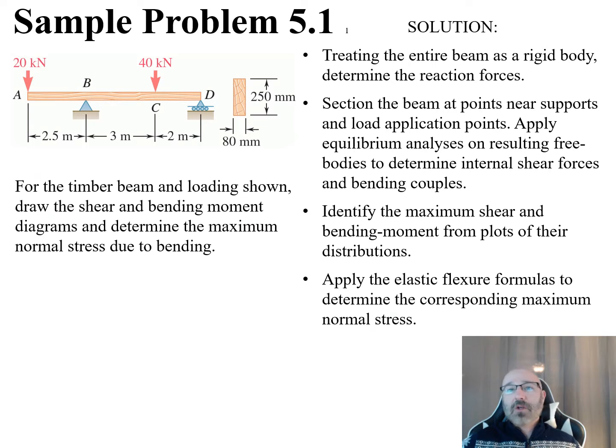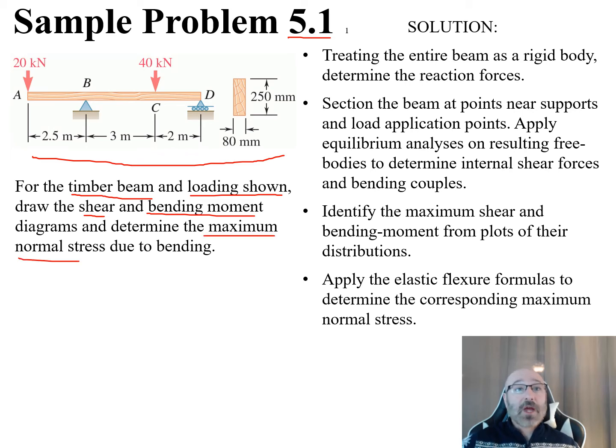So now let's take a look at an example problem. We're going to take a look at sample problem 5.1. In this problem, we can see we have a timber beam. For this timber beam, we have the loading shown above in this diagram. What they want us to do from the information in the diagram is to draw our shear and bending moment diagrams, and also to determine the maximum normal stress due to bending.